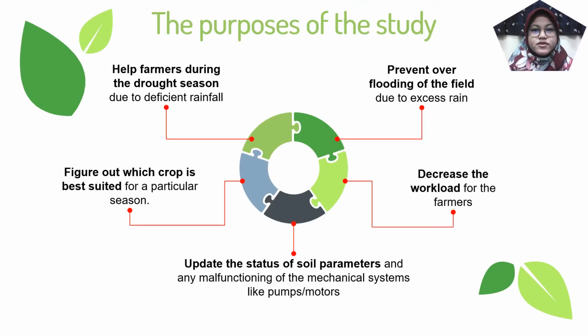The purpose of the study: the first is to help farmers during the drought season due to deficient rain, and then to prevent flooding due to excess rain, to decrease the workload, to update the status of soil condition and any malfunctioning of the mechanical system like pumps or motor, and to figure out which crop is suitable for a particular season.